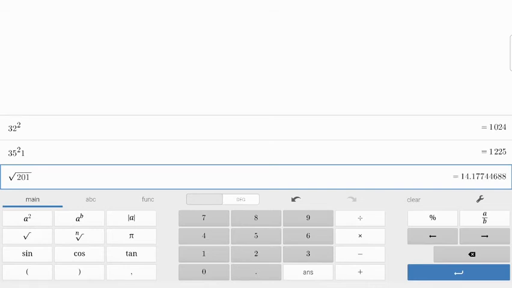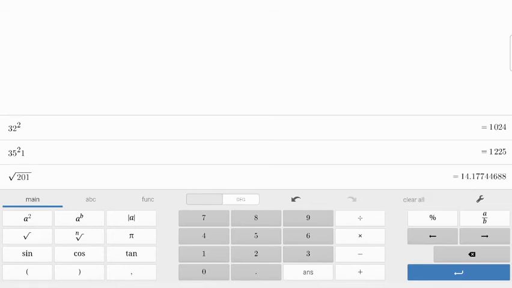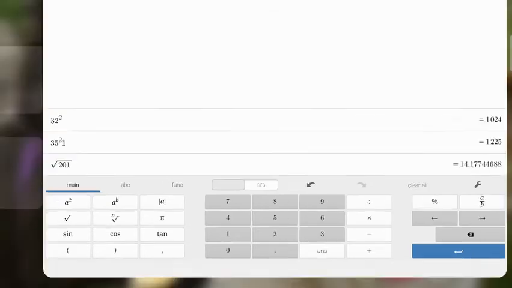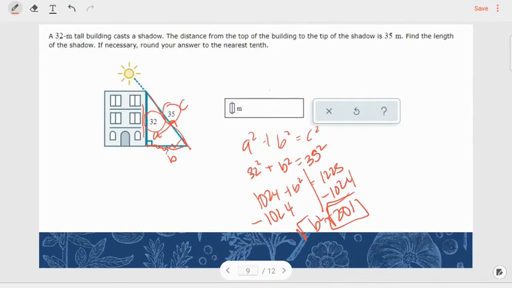Round to the nearest tenth, that is 1 decimal place. 14.1, that 14.1 is closer to being 14.2 than 14.1, so 14.2 meters.